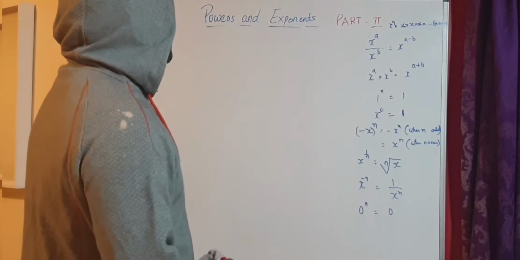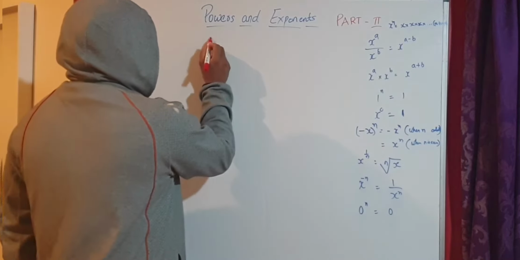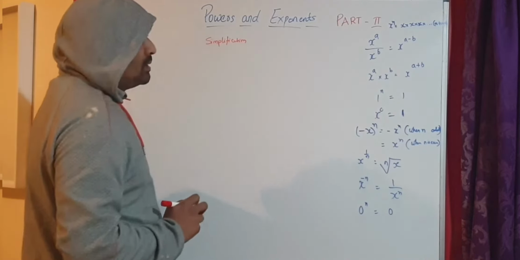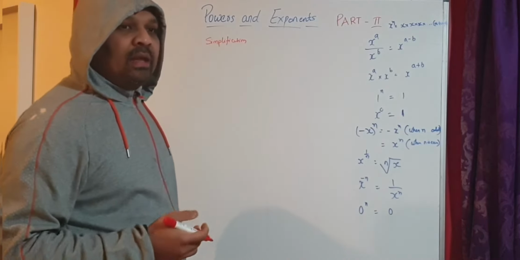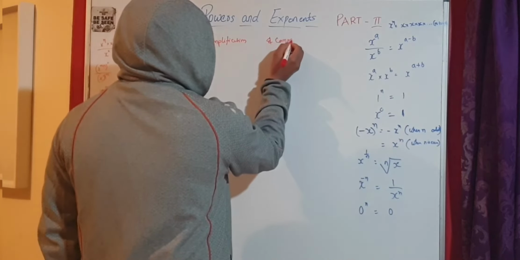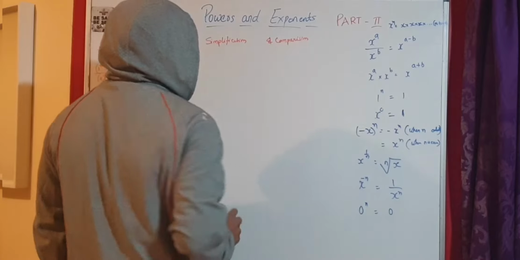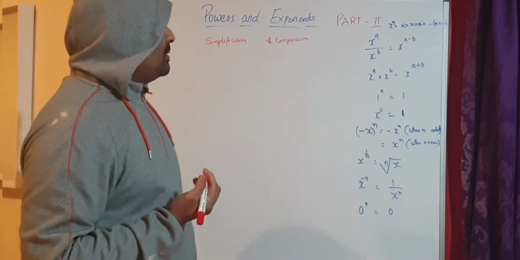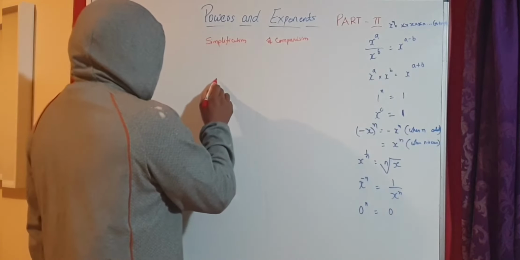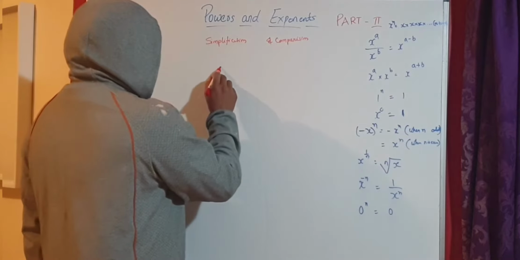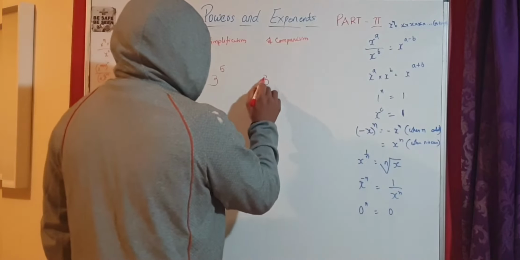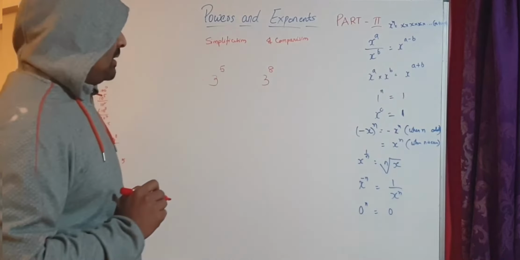So in this video, we're primarily going to look into the simplification of a number or an expression written mainly in indices form, and the comparison of numbers that are written in indices form. So let's take an example. 3 to the power of 5 is one number, and the other number is 3 to the power of 8. Which number do you think is bigger?